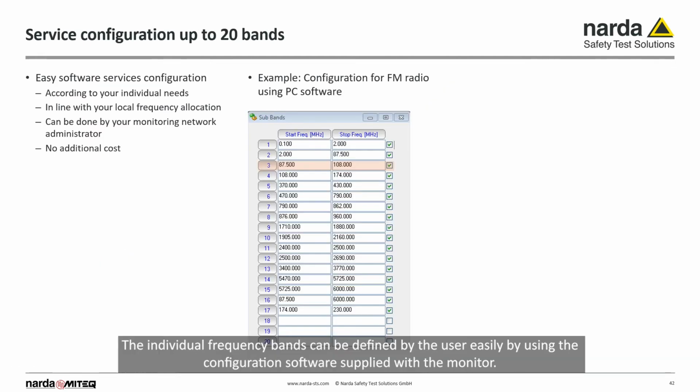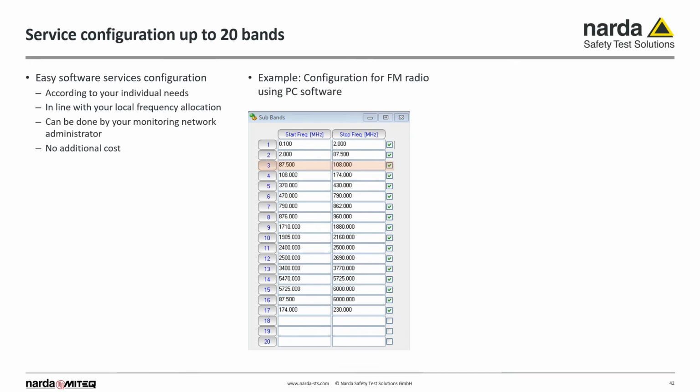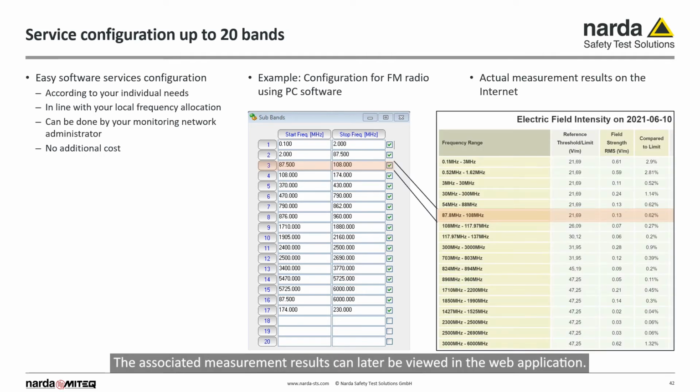The individual frequency bands can be defined by the user easily by using the configuration software supplied with the monitor. This example shows the FM radio service from 87.5 to 108 MHz. The associated measurement results can later be viewed in the web application.